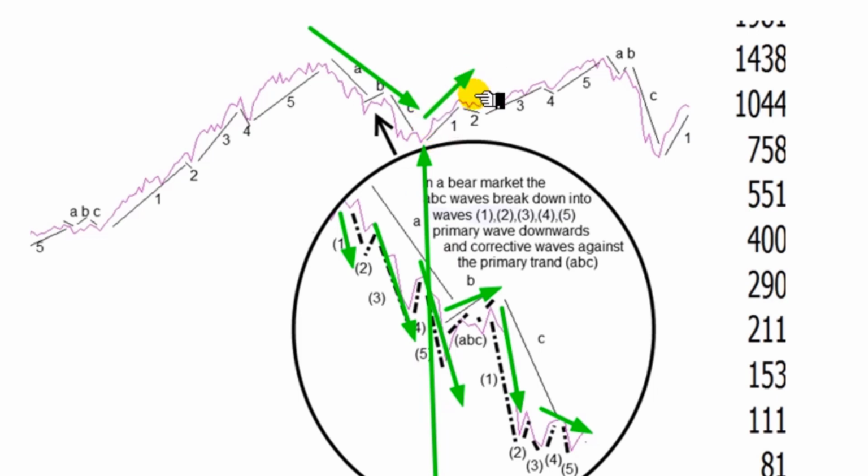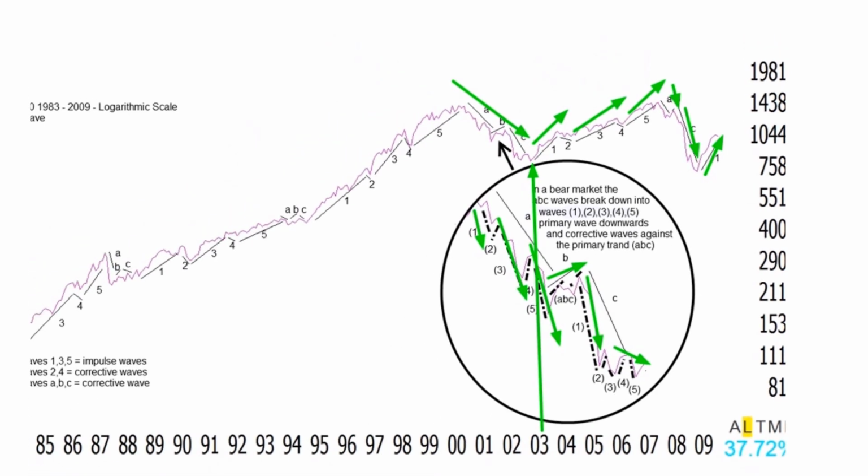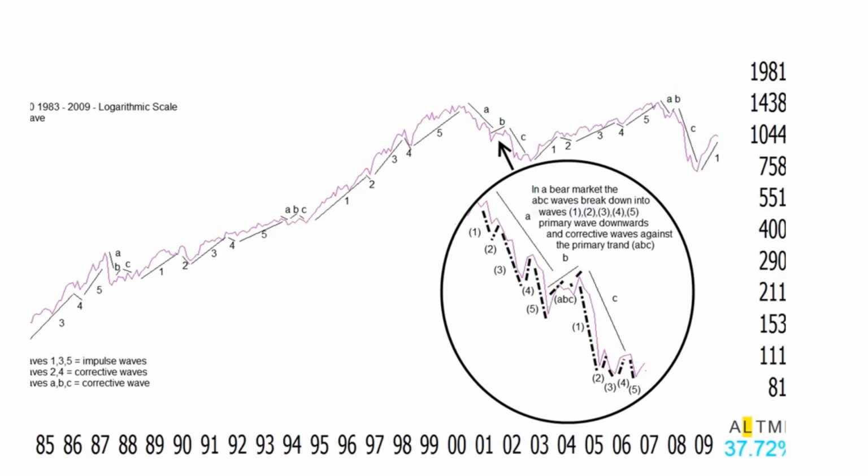At the time, 1, 2, 3, 4, 5, and then your A, B, C in 2009, ready for the startup of the next bull market. So you can see how exactly the patterns do reverse on the way down. And this zoom in here, I think, clearly demonstrates that.